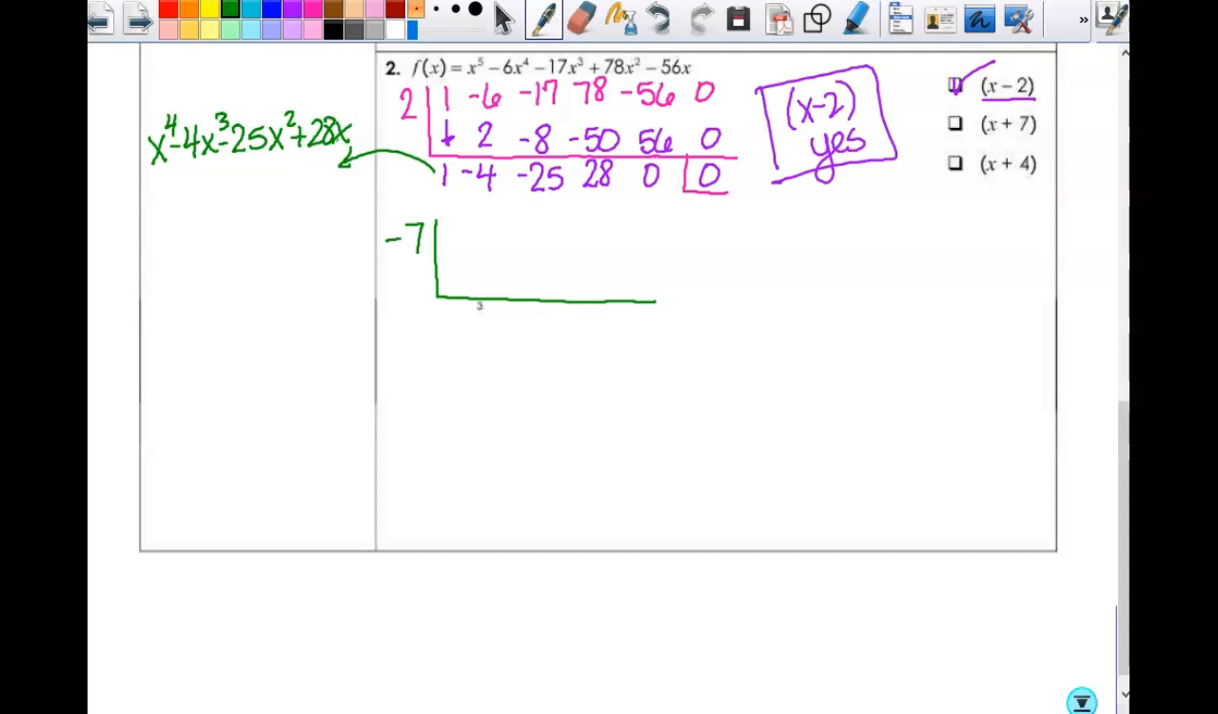So instead of using the original one that has more numbers and bigger numbers, I've reduced it down a little bit. And if x plus 7 is a factor, that means it's going to have to factor out of this. Does that make sense? Because it's part of the original. So I can use the reduced form: 1, -4, -25, 28, and 0.